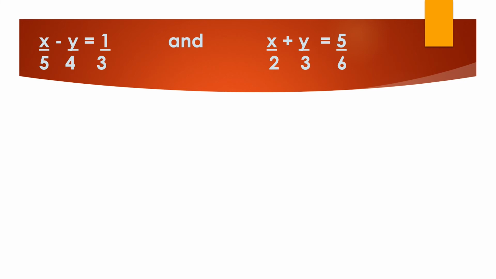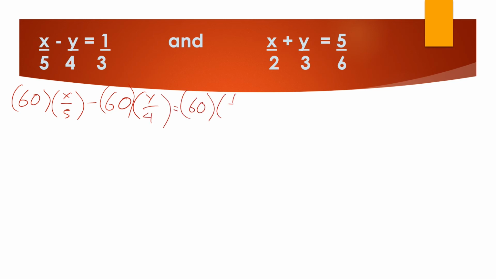Can you guess what the number is? Yes, 60. 60 times x per 5. The easy way is 5 times 4 times 3, or you can think like this: 5 divided by 4? No. 5 divided by 3? No also. So what multiple of 5 can be divided by 4 and by 3? That is 60. Okay. Continue with y per 4 equals 60, 1 per 3.